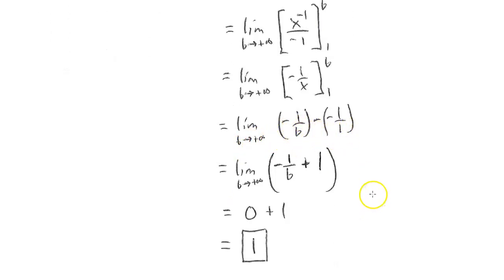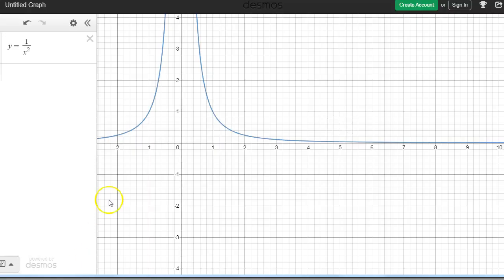So notice what we have here is negative 1 over b plus 1. Remember when b was 10, we ended up getting negative 1/10 plus 1, or when b is 100, we got negative 1/100th plus 1. But what if we let b approach infinity? Well, as b approaches infinity, this approaches 0. So what we get is 0 plus 1. So amazingly, the area there is 1.